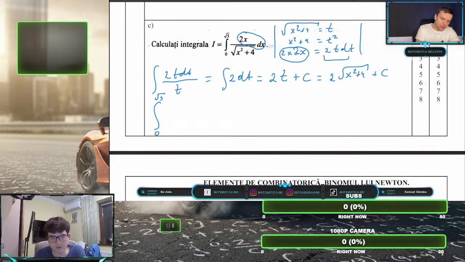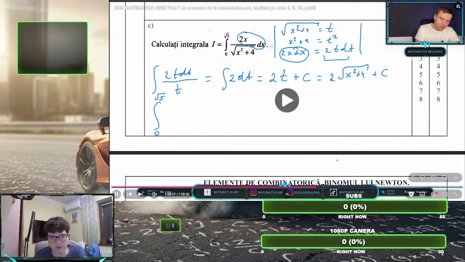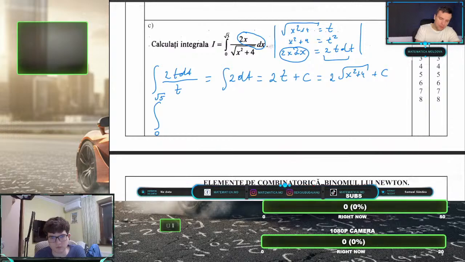Now instead of t, just put what it got there. Square root of x squared plus 4 plus c. Okay. Now just plug in the square root of 5 and 0.